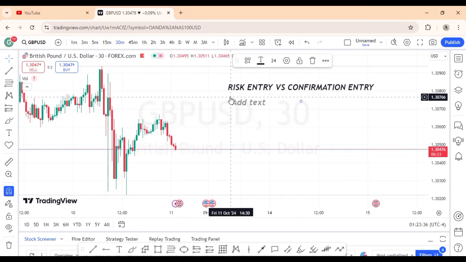So if you ask me, I would say that it depends on the kind of trader that you are, right? For instance, if you do not have much time to be on the chart, maybe you are a student, you have a 9 to 5 job, or you just have other engagements, you don't really have the time to be waiting for confirmations, right? So you can choose to employ risk entry. Now, the disadvantage of using risk entry is that sometimes price might take you out before reversing.